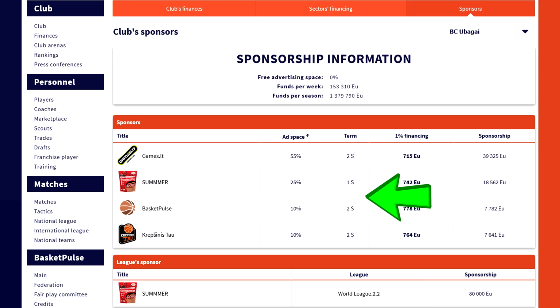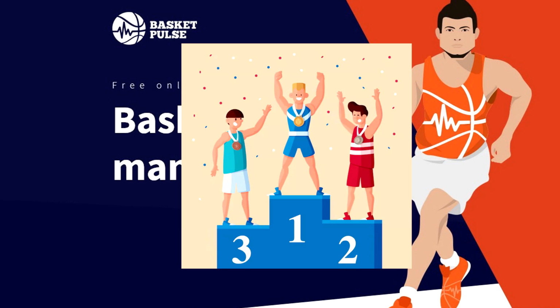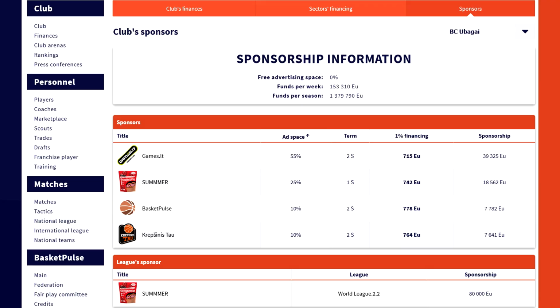If you plan to show good results in the league or invest heavily in the popularity sector, it is not advisable to accept long contracts. It is likely that after a good season, the next season you will be higher in popularity and will receive better offers, so you should initially focus on contracts lasting 1 or 2 seasons.